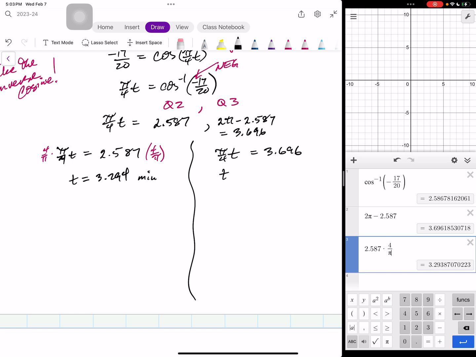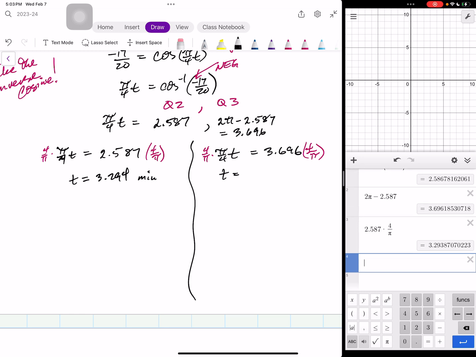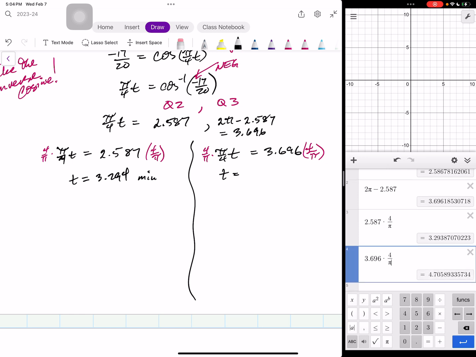All right, and over here, do the same thing. We multiply both sides by 4 over pi. And then figure out what that is. So let's take 3.696, times 4 divided by pi, and we get about 4.706. So 4.706 minutes.